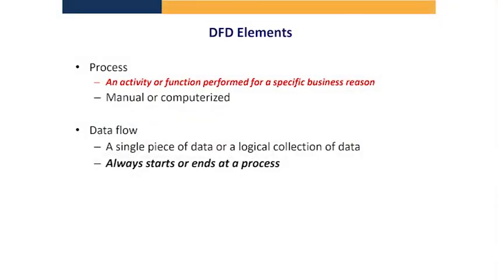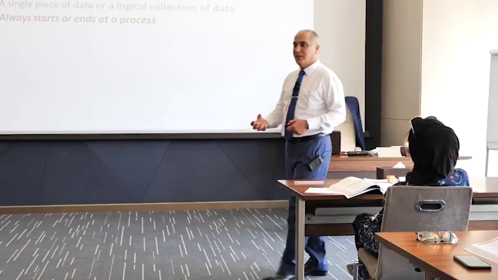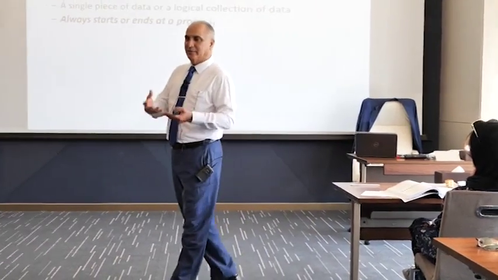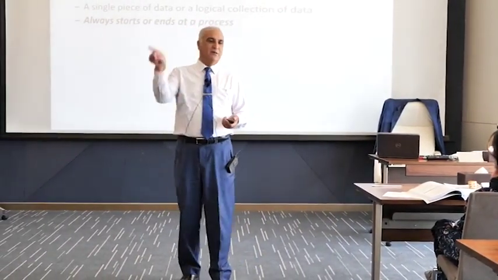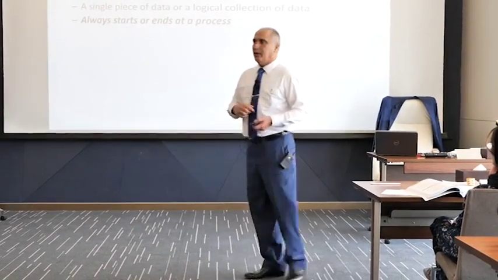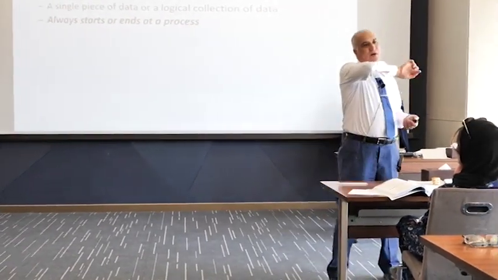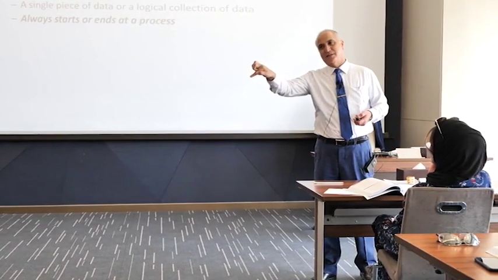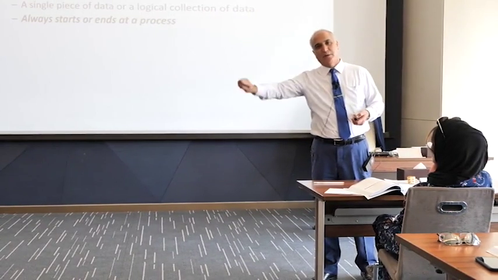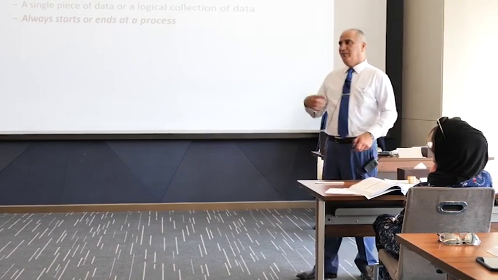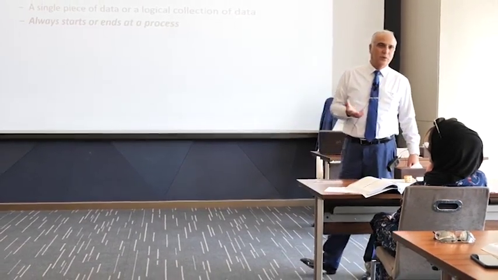Now, in the data flow, we have the following. We have a process, which is an activity or a function to perform for a specific business reason. In the example of the calculator, the process is adding a number. So that is a process of a calculator. The flow is the directions of how the data feeds into the process, or the output from the program. If you look at Uber, you know Uber, right?